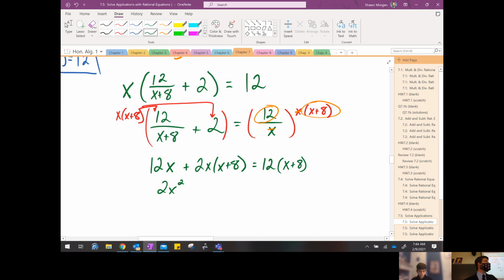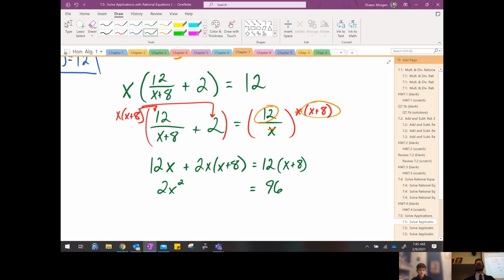All right. Might I recommend, before you add it to 12x, consider what's on the other side as well. Go ahead and distribute that 12 on the other side. 12x plus 96. All right. 12x. Now you're smelling what I'm stepping in. So we had a 12x on the left. Now we have a 12x on the right. So let's just cancel both of those out.